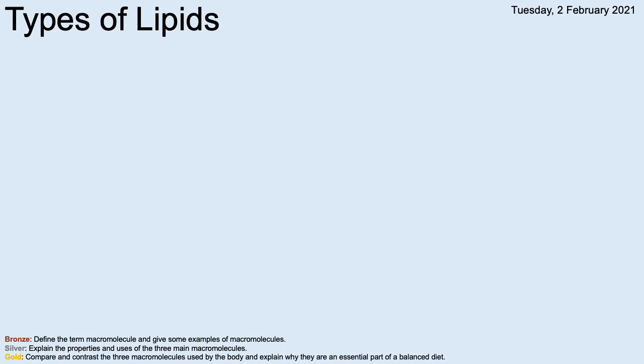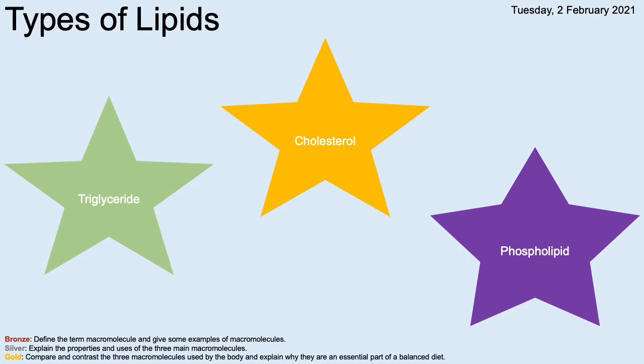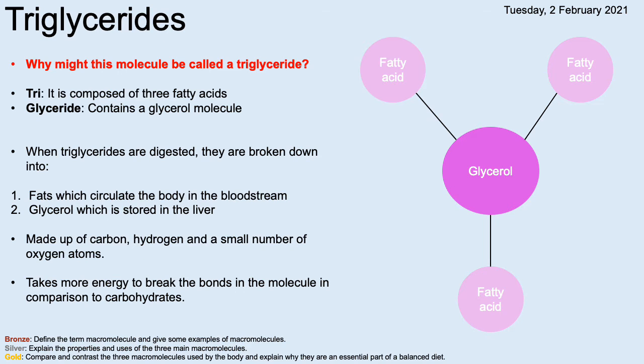So there are 3 types of lipids, which is similar to the 3 types of carbohydrates. You have triglyceride, cholesterol, and phospholipid. Now, triglyceride is the main one we are going to look at. That is the main one you need to know about. Cholesterol and phospholipid will just add a little bit more background information about fats and types of lipids. So let's start with triglycerides then.